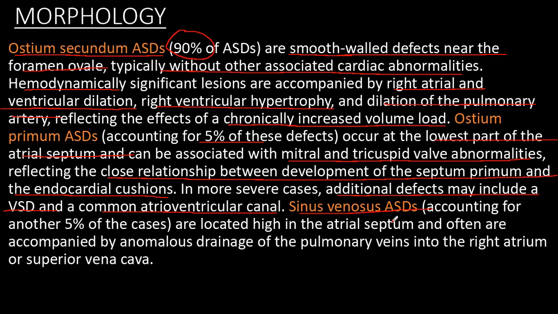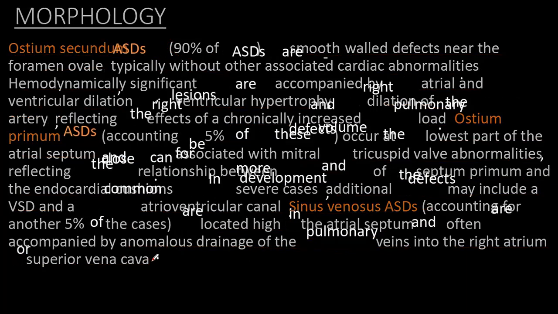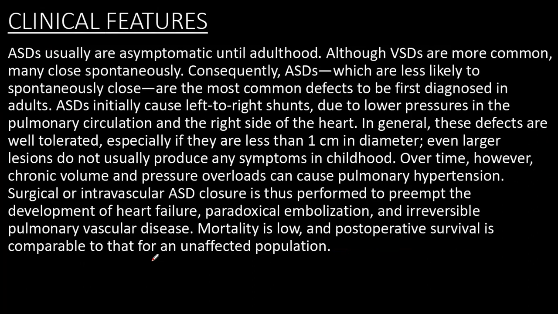Now, sinus venosus ASDs account for another 5%, and they are located high in the atrial septum, and often they are accompanied by anomalous drainage of the pulmonary veins into the right atrium or the superior vena cava. So they can be accompanied by partial or total anomalous pulmonary venous connections, which can cause cyanotic congenital heart disease, the total anomalous pulmonary venous connection.